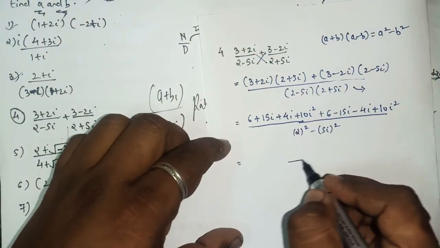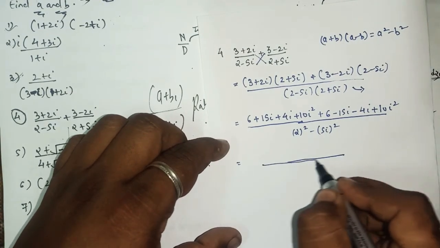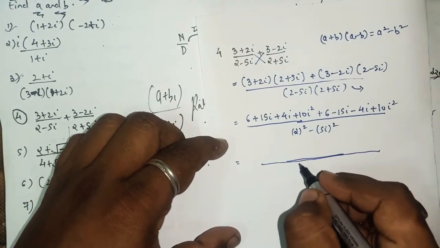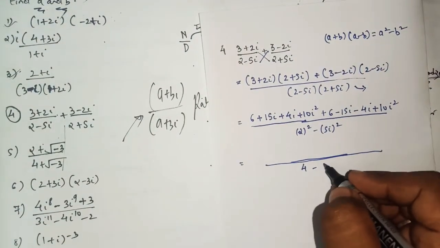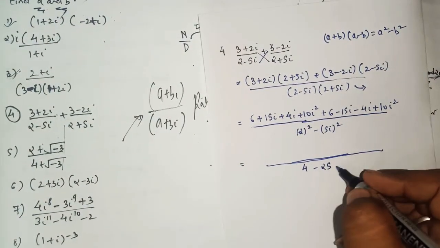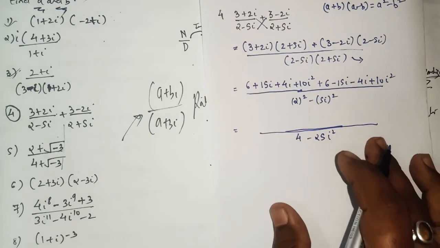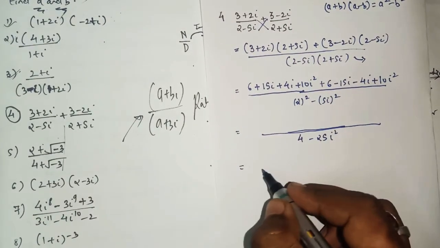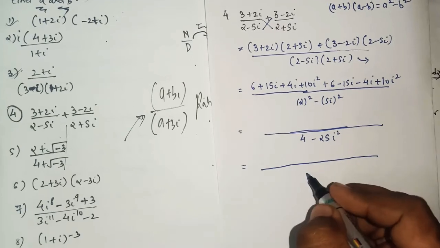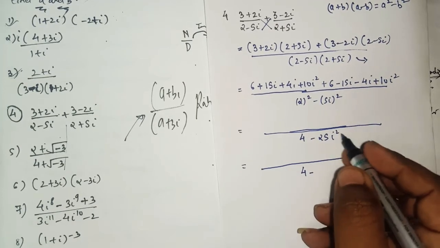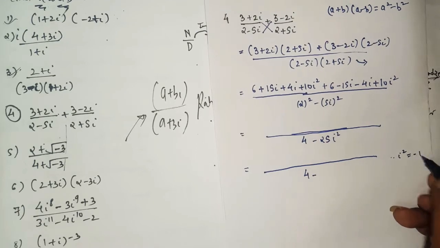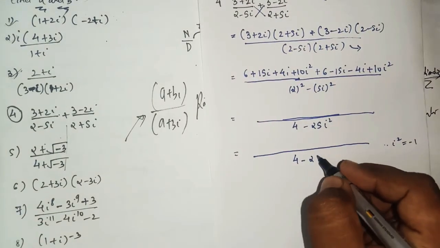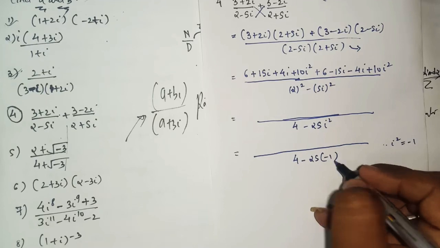So in the next step, this 2 square will be what? 4, 5 square will be 25, and i will be i square. Understood? Okay, so now, as we know that we have to replace the value of i square, and we know that the value of i square is what? Minus 1. So 25 i square we will write as minus 1.